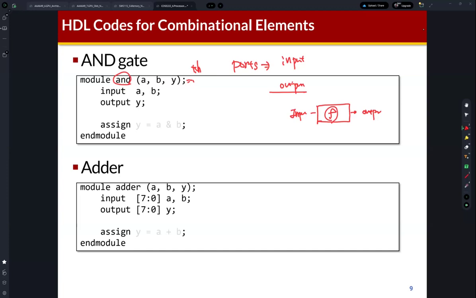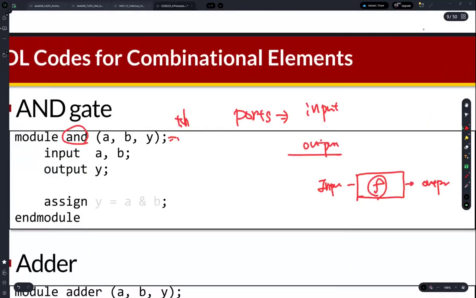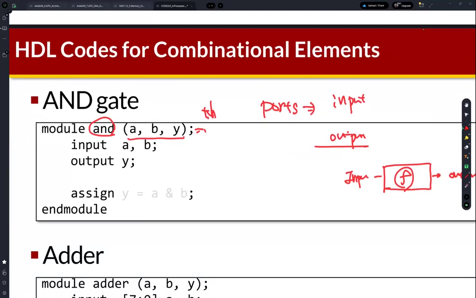Inside of the module, we can define the function of the module. There are 3 ports: A, B, Y. Then you can define the port type. A and B are input type ports, and Y is the output type port. Then we can define the function of this AND gate, and the function is really simple.